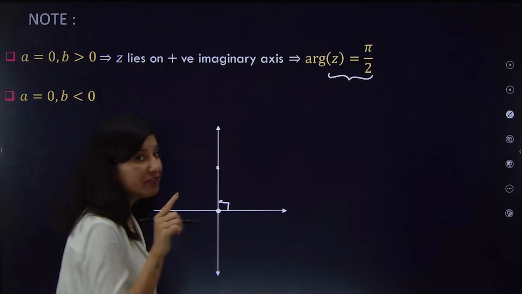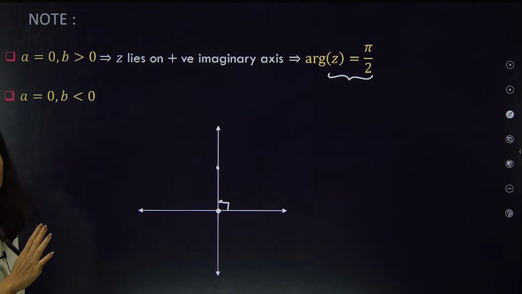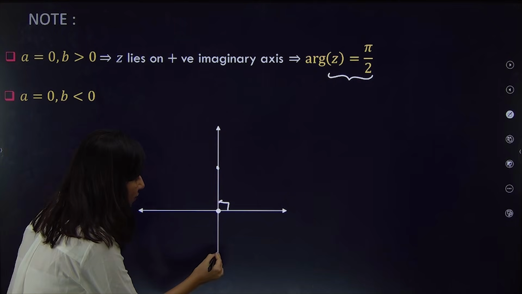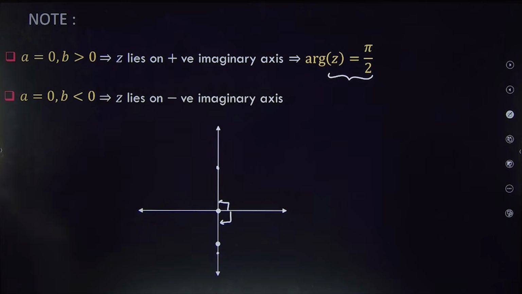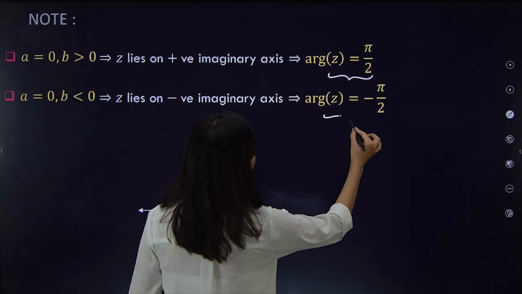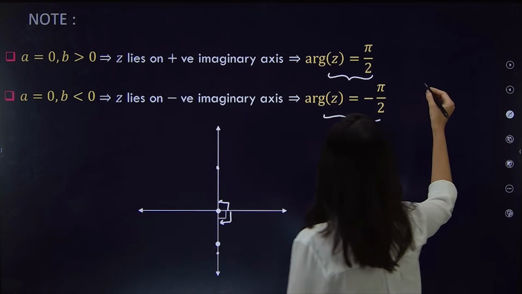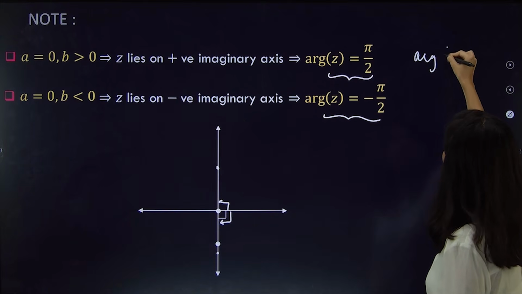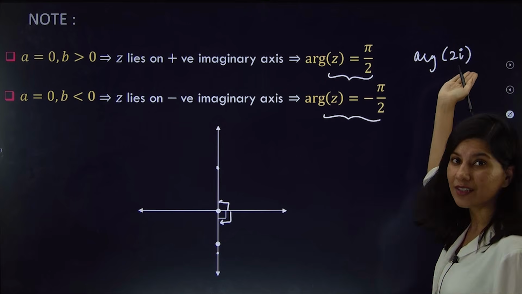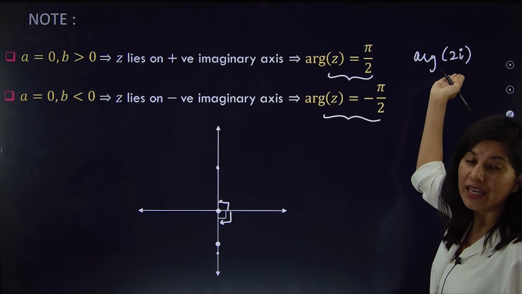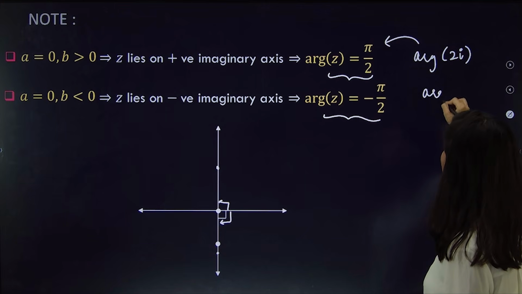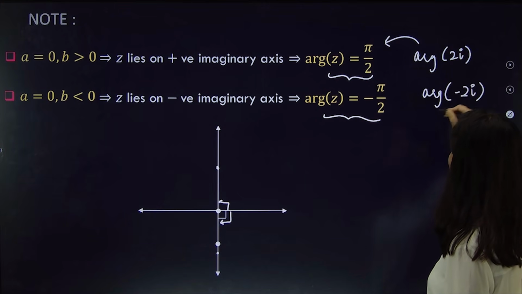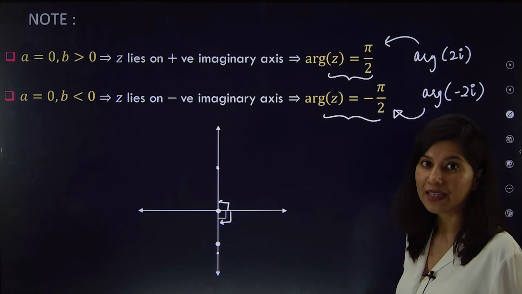But if your imaginary part B is negative, that means the point lies over here. So this will be your argument: minus pi by 2. Okay. So basically, suppose argument of, let's say, 2 iota. That means the real part of this complex number 2 iota is 0. Imaginary part is positive. So this is pi by 2. And if I ask you argument of minus 2 iota, automatically you will say minus pi by 2.